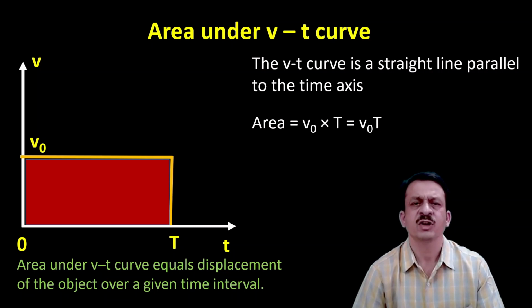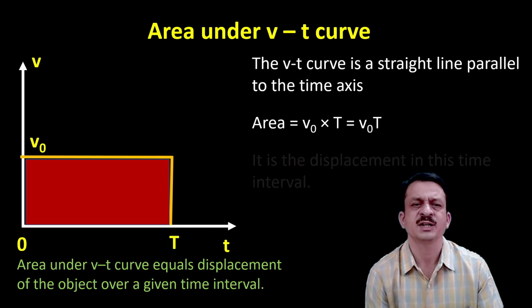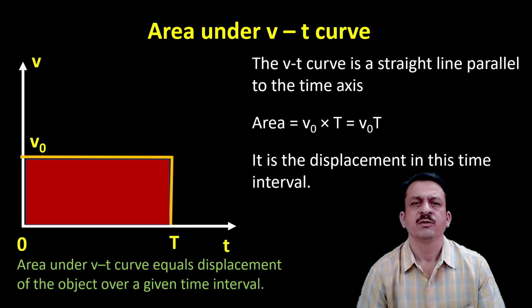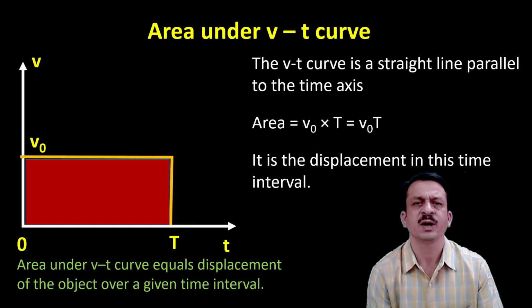According to the definition of velocity, velocity is equal to displacement divided by the time taken. Therefore, displacement is velocity into time. In the above case v naught is velocity and capital T is time. Therefore v naught into time, that is the area under the Vt curve, always represents displacement. Very, very important concept. You should remember this one.